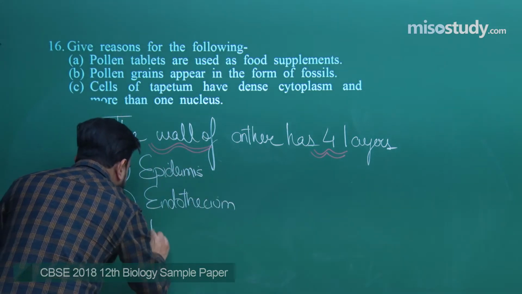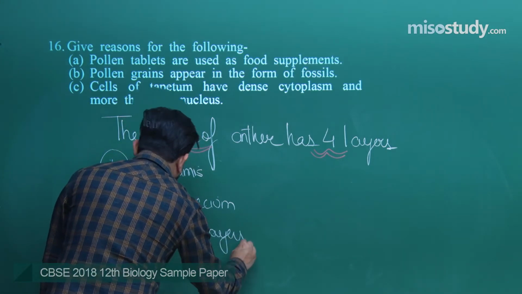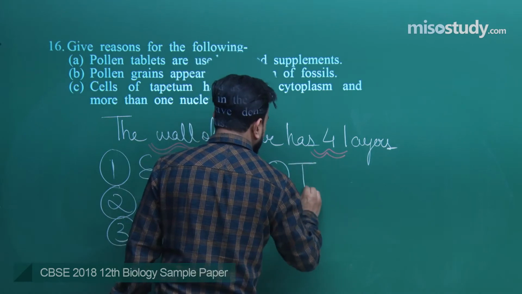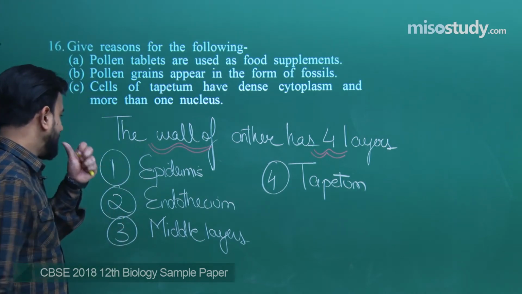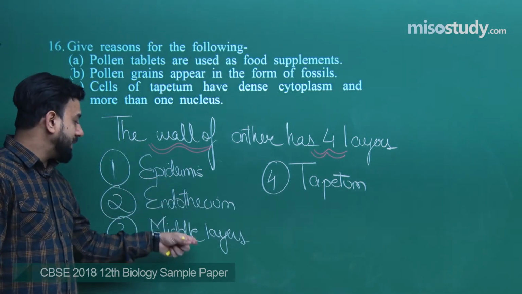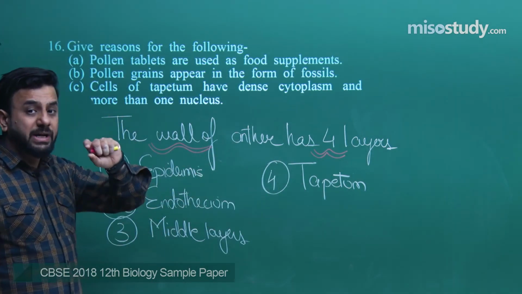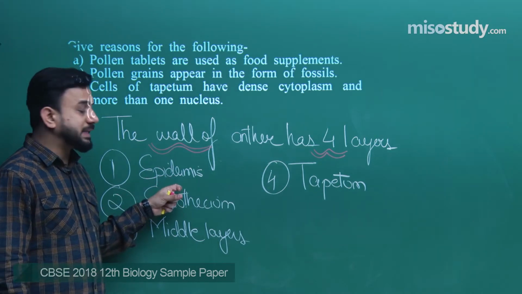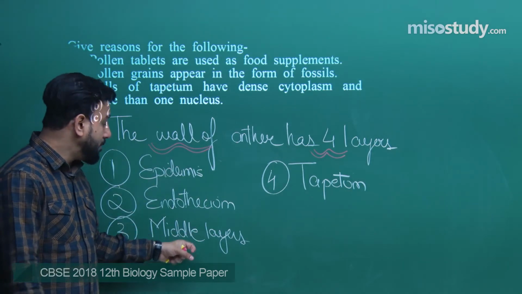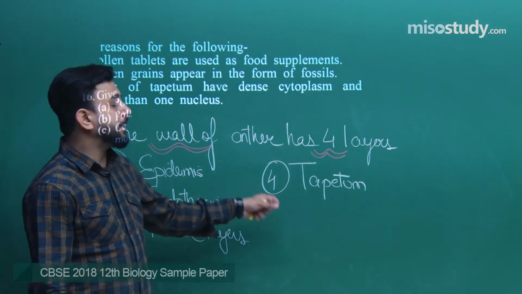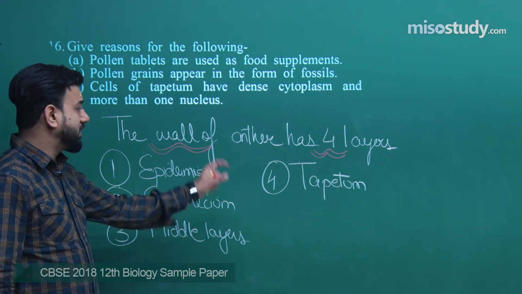Further inner to that are the middle layers, and innermost is the tapetum layer. This is one layer, this is one layer, this is 1 to 3 layers, and tapetum is also a single cell. Sorry, I'm talking in terms of cell. This is 1 cell layer thick. Endothecium is also 1 cell layer thick. Middle layer is 1 to 3 cell layers thick, and the tapetum is also 1 cell layer thick. So just a single cell layer will be present in the tapetum.